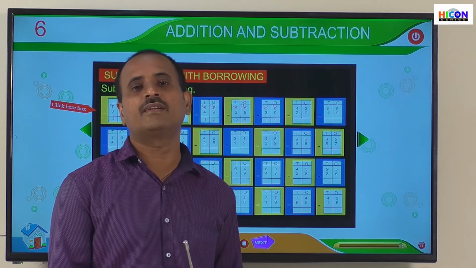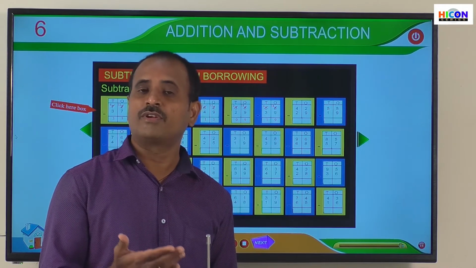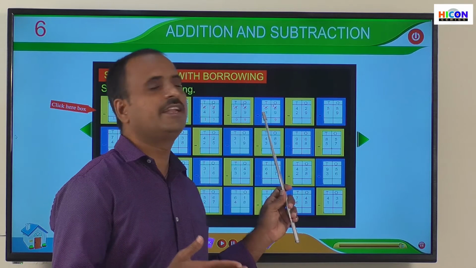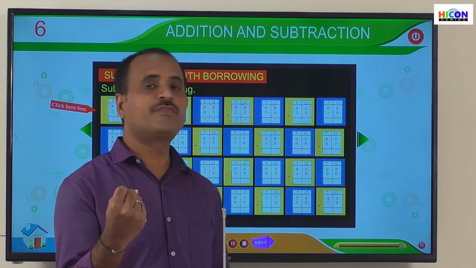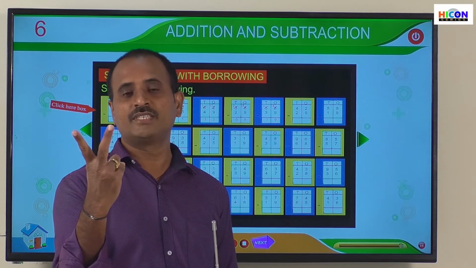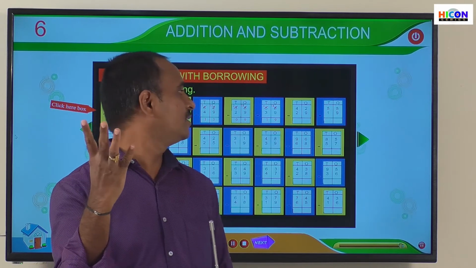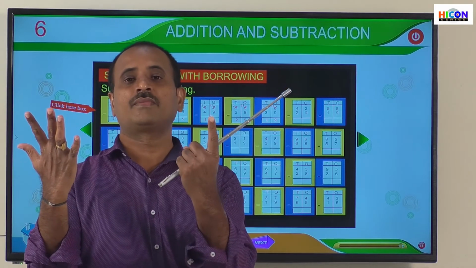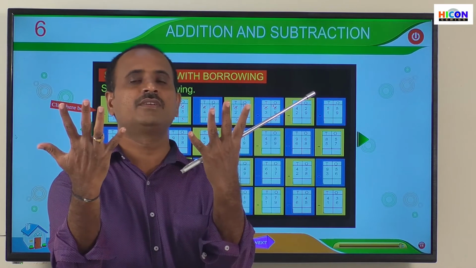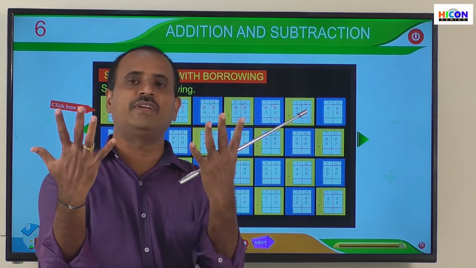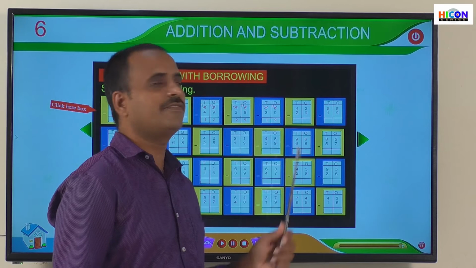How can you subtract? Count backward from 18 till you get the number 9. That is 18, 17, 16, 15, 14, 13, 12, 11, 10, 9. So, how many fingers are there? These are a total of 9 fingers. So write 9 under the ones place.